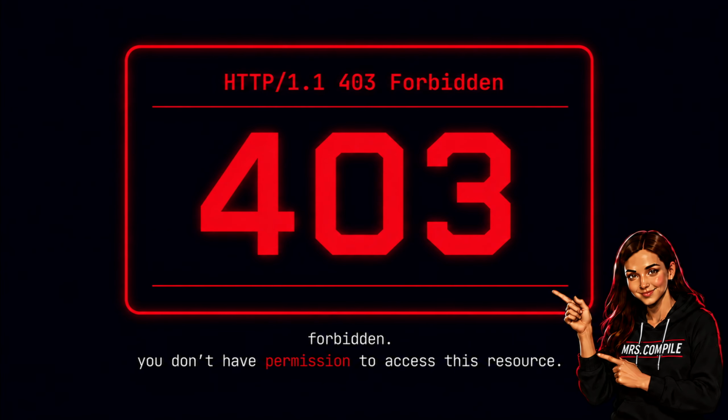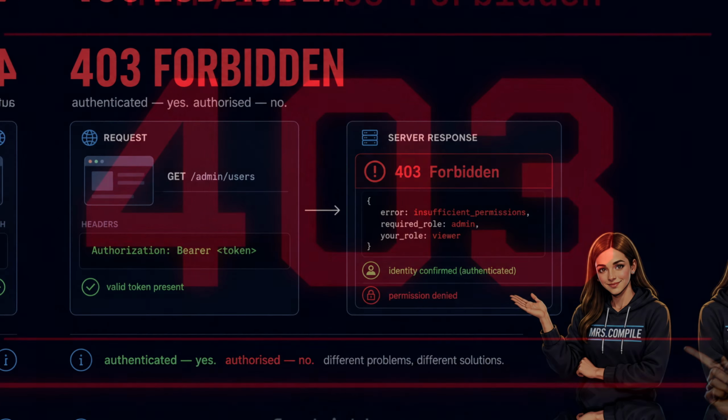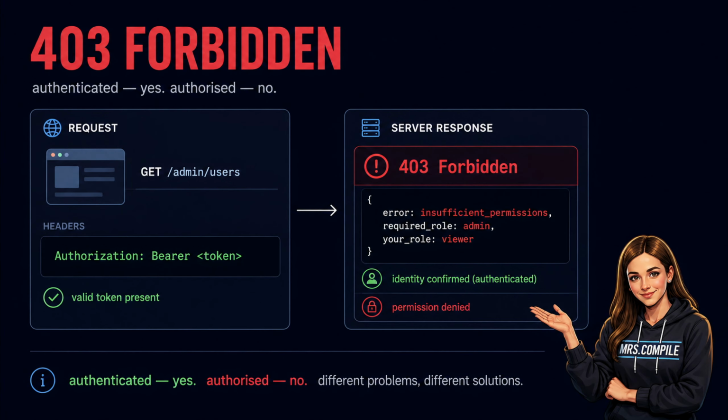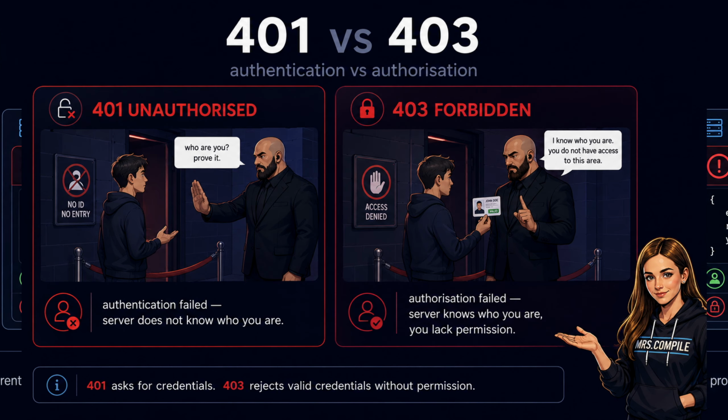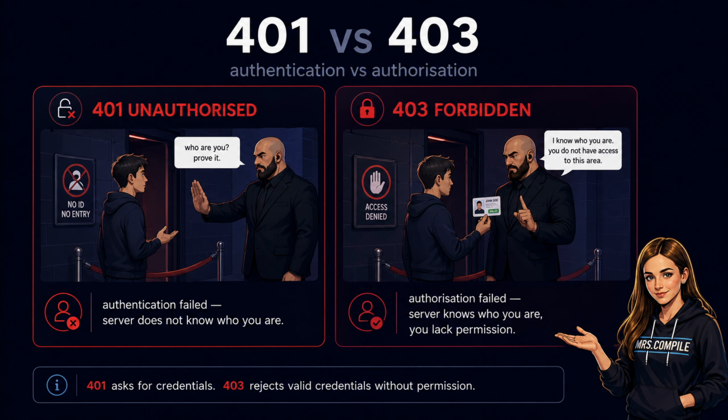403 means forbidden. The server knows exactly who you are, and you don't have access. Authentication succeeded. Authorization failed. The distinction between 401 and 403 is authentication versus authorization. Two different problems, two different solutions. One means prove who you are. The other means we know who you are and no.